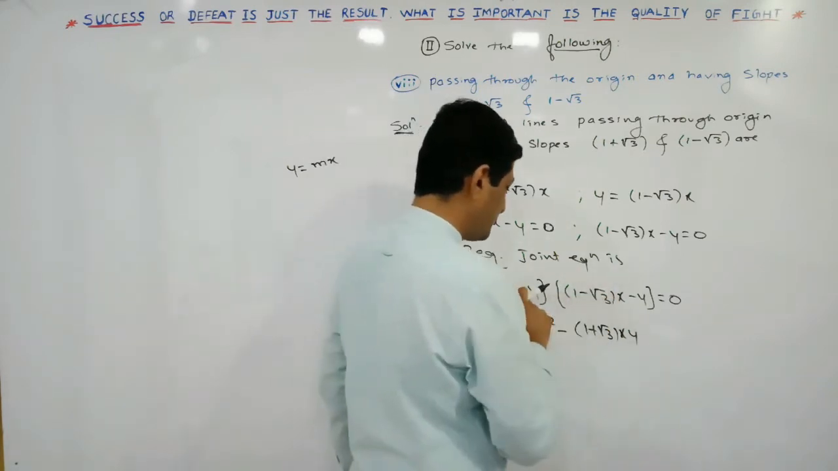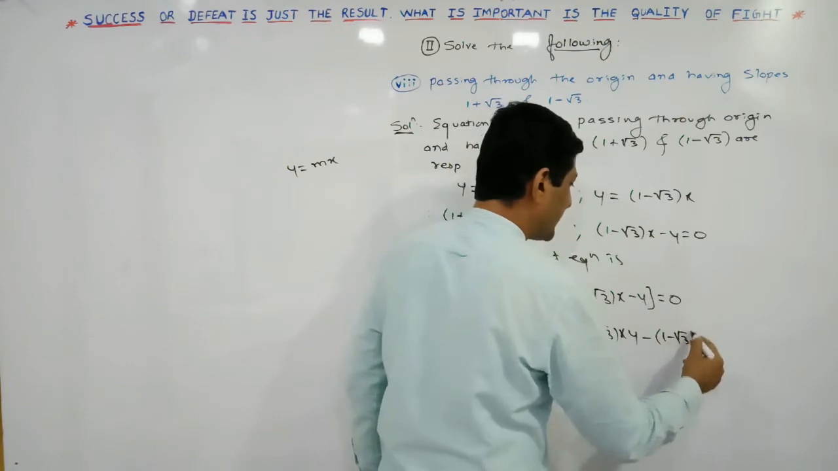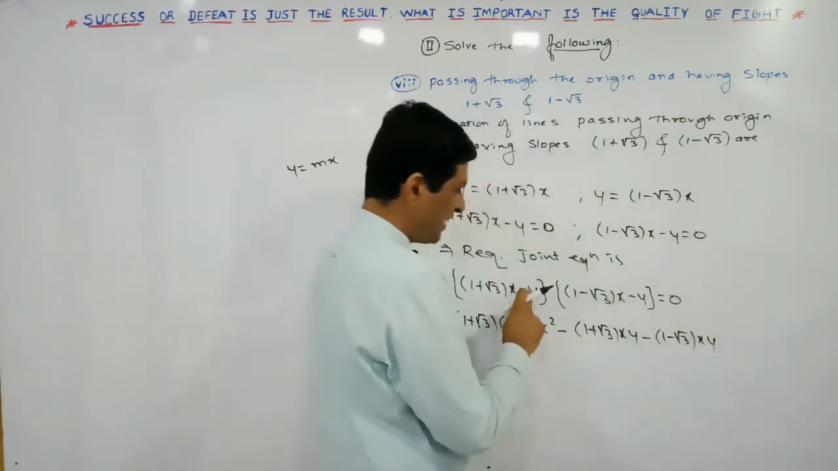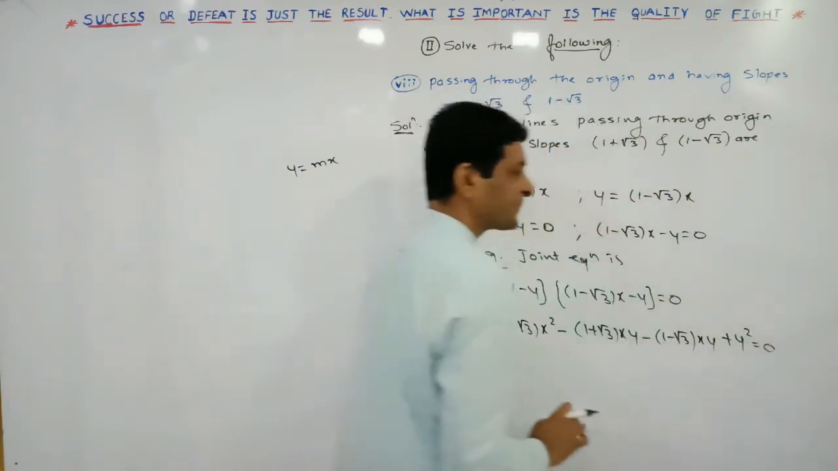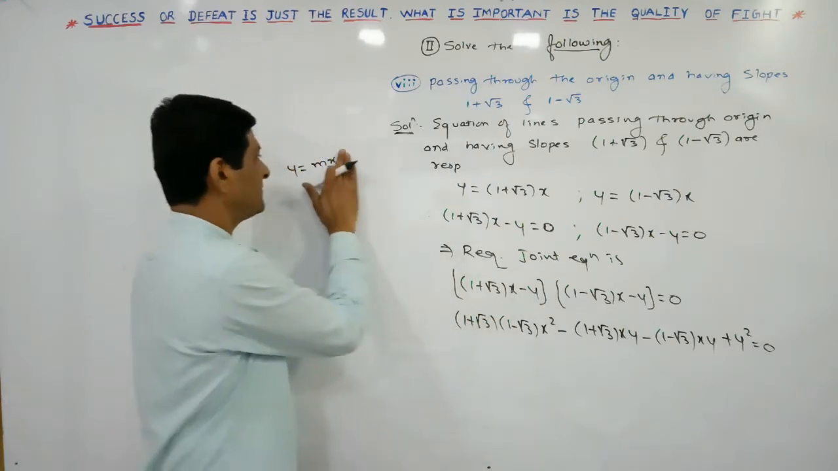Multiply to first term. Here minus, keep it as it is. 1 minus root 3 also as it is, and y into x will be equal to xy. Lastly minus y into minus y will become plus y square is equal to 0. Now once the joint equation is known to us, just remaining part is simplification part.